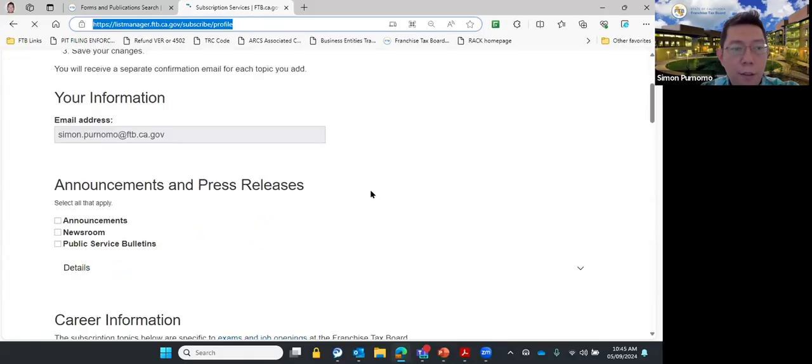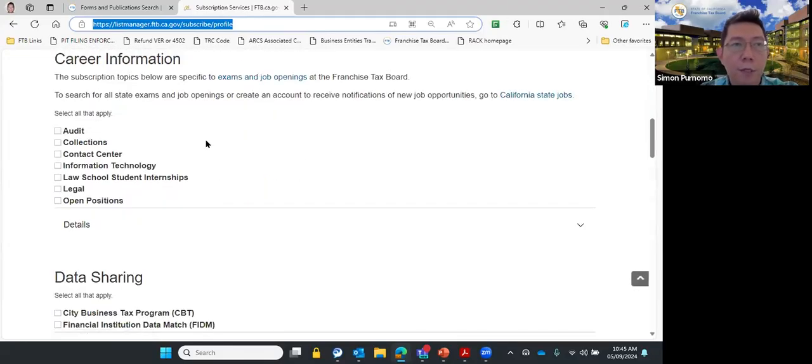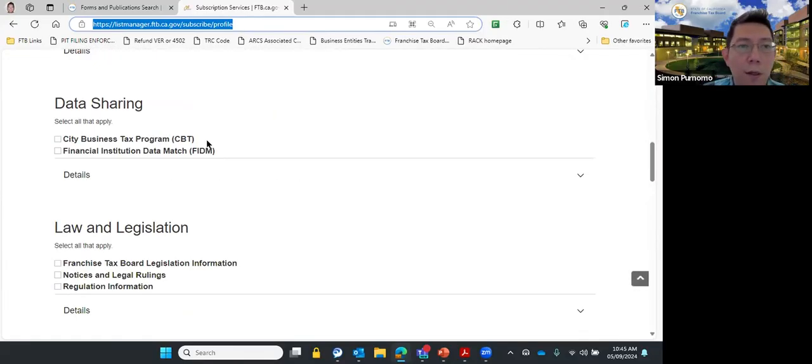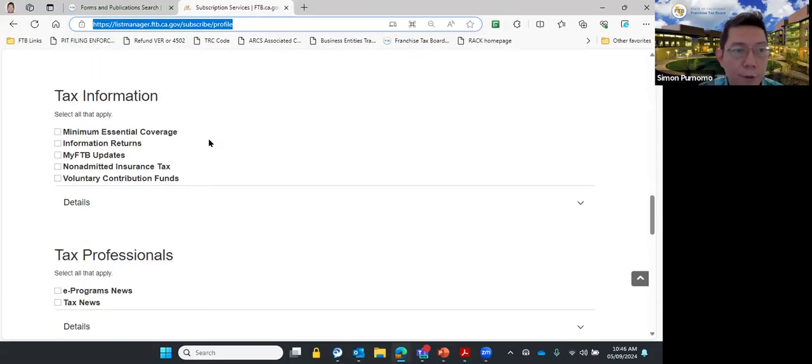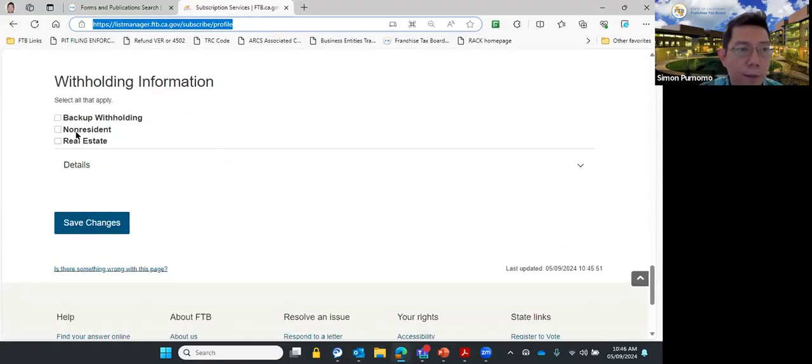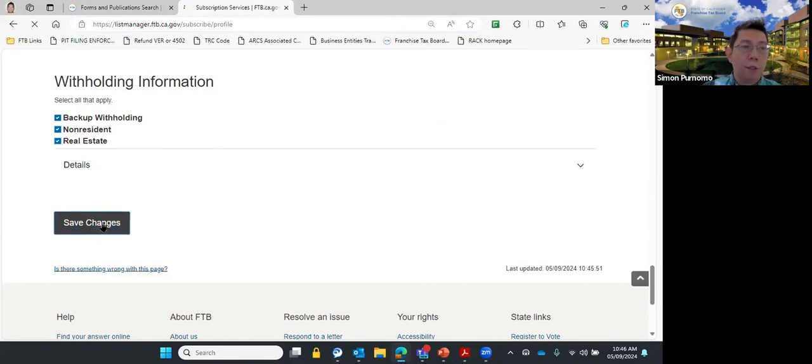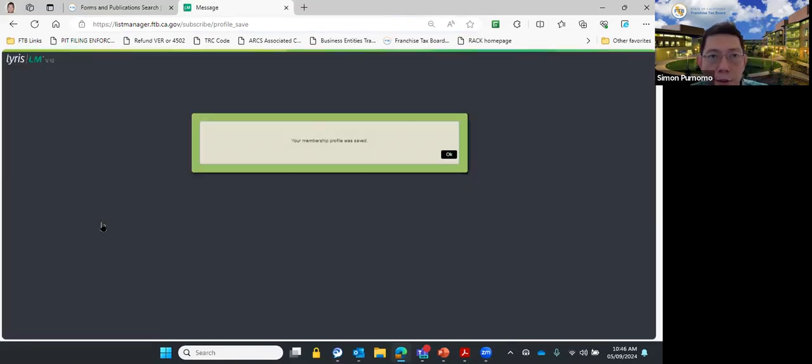Okay, so here you will see a lot of newsletters from Franchise Tax Board, but for the real estate withholding, just go down to the bottom, check these three boxes, and click Save Change. You will see a confirmation sent to your email, and you must follow the instructions.